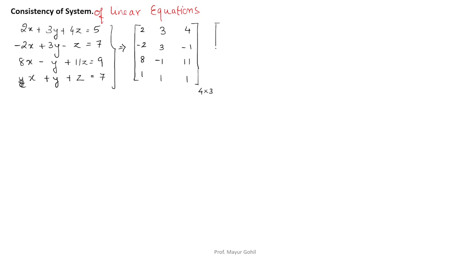Okay, and then the next matrix will be the matrix of unknowns, the variables that you see, x, y, z. So this is 3 rows and 1 column. And the last output will be the constant numbers on the RHS that you see, that is 5, 7, 9, 7. Okay, this is the system of equations which was given to you in equation terms. Now you have represented it in terms of matrices.